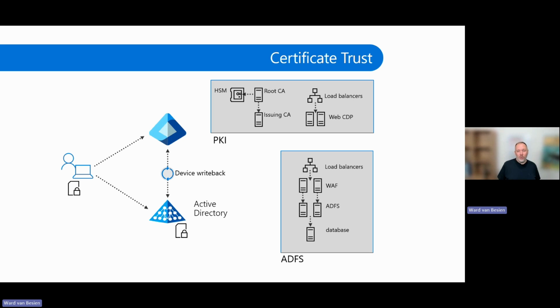In order to confirm the validity of that certificate, you need to be able to reach a web-based certificate revocation point. Certificate revocation list distribution point, abbreviated to CDP. This runs on a web server, is not authenticated. And again, you need to have that highly available, because if it's not available, people can't log in.